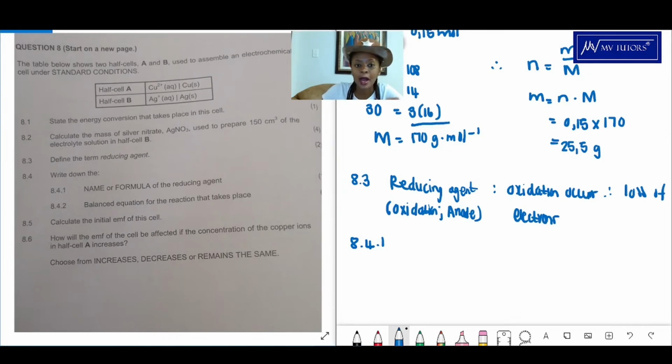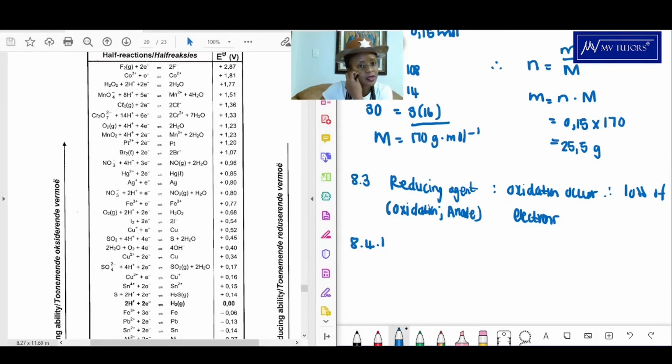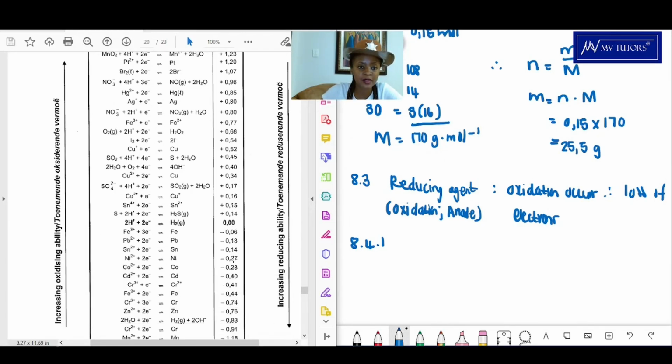So what I'm going to do is look at the copper and compare it with silver. The one that has the highest reducing ability is the one that is the reducing agent. Okay, so let's have a look. If you can see copper, there are different coppers available here. The first one just has a one positive ion, and that's not the one we're looking for. Then we get here, and you can see that this is the copper that we're looking for. But we're going to have to look at the arrows on the side.